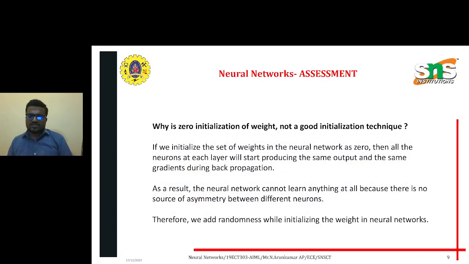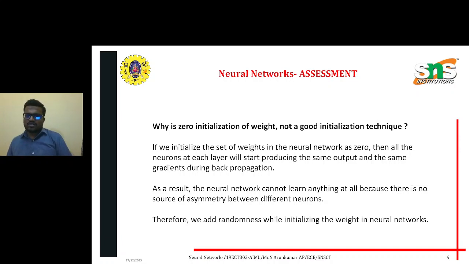Another assessment. Here we are using zeros and ones for input signals. The question is, why is zero initialization of weight not a good initialization technique? Because zeros and ones are used for input conditions.